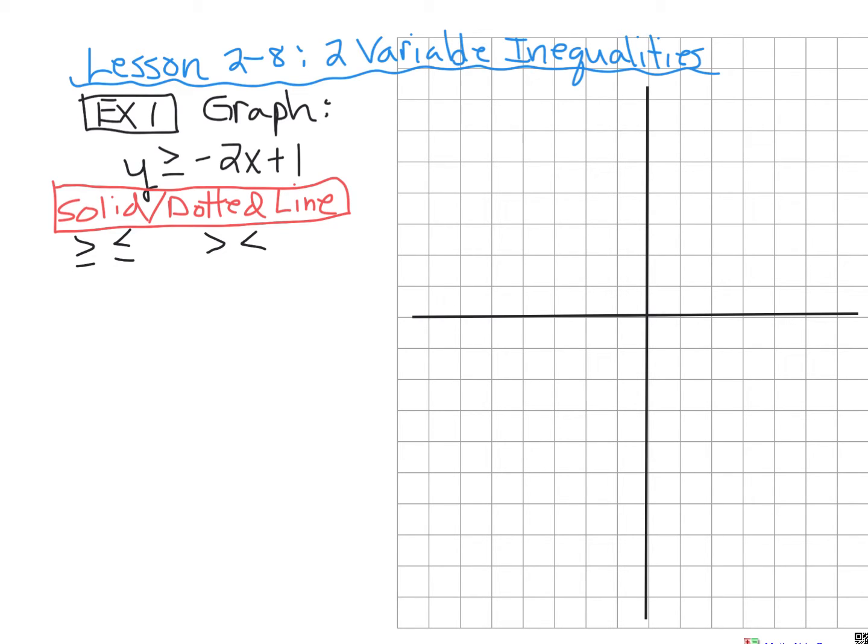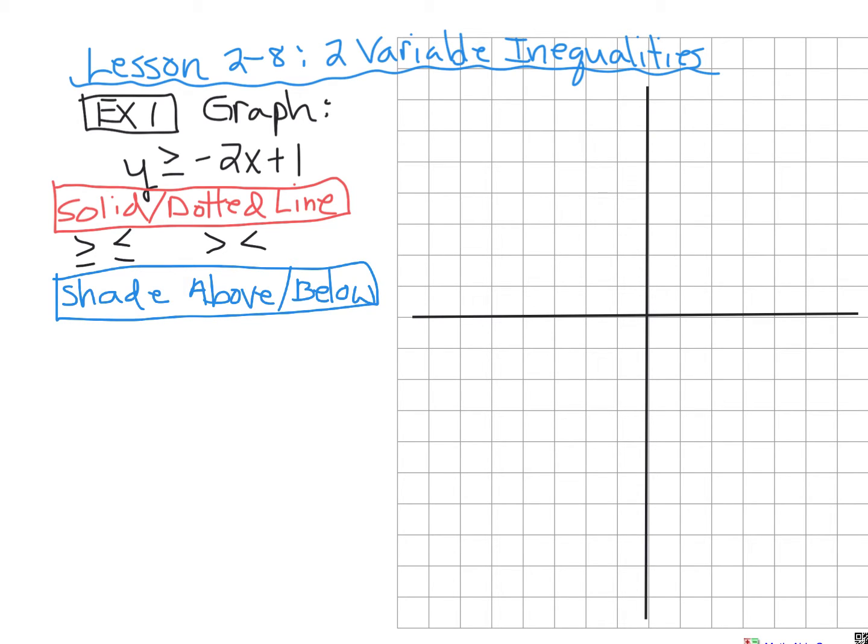All right, then the other thing that you're going to look for is shading. Are you going to shade above the line or below? If you shade above the line, that would be greater than or equal to. If you shade below the line, that would be less than or equal to. So those are really the 2 different things that you have to watch out for. Other than that, we're just going to graph this as if it were y equals negative 2x plus 1. Then we'll look at the inequality sign when we're done and decide whether it's dotted or solid, and then whether we shade above or below.